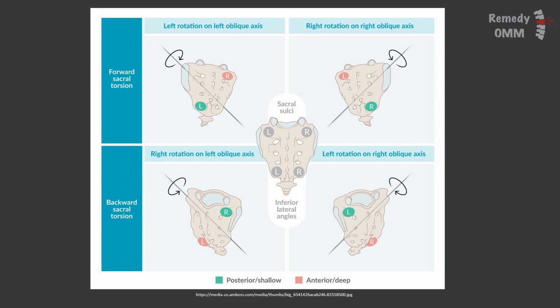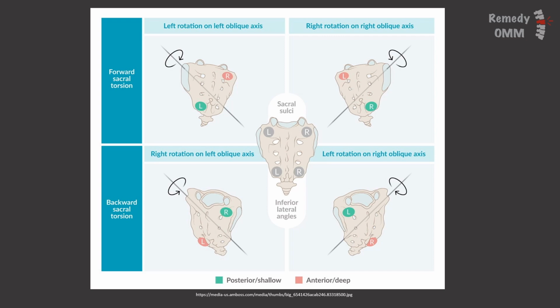Torsions are divided into two categories, forward torsions or backward torsions. Basically, if the dysfunction is right on right or left on left, it is considered a forward torsion. And if the dysfunction is left on right or right on left, then we have a backwards torsion.